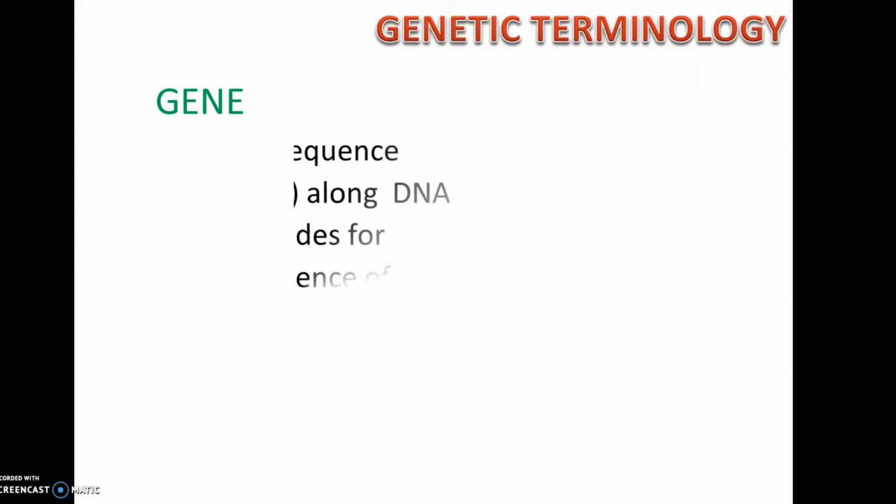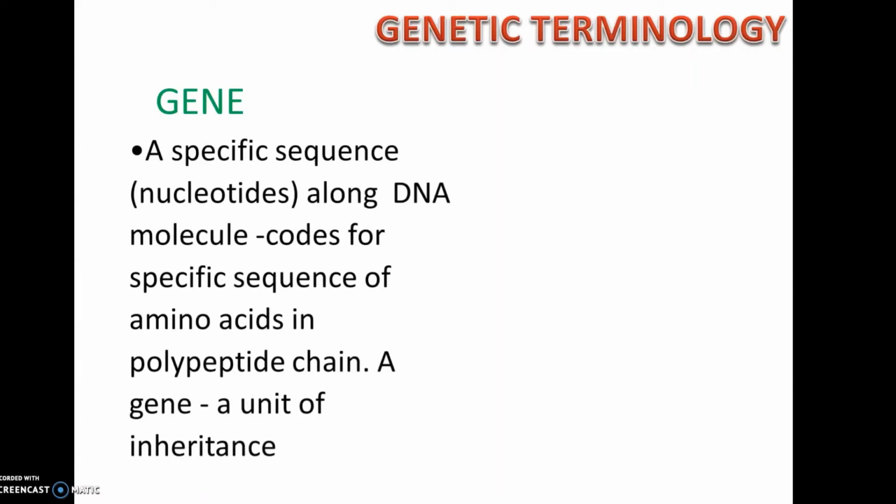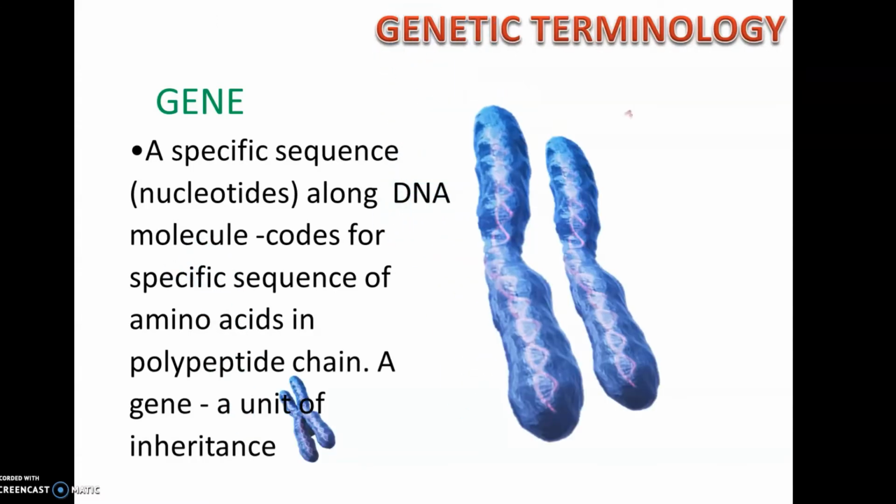From DNA, let's focus on gene. A gene is a specific sequence of nucleotides along the DNA molecule which codes for a specific sequence of amino acids in a polypeptide chain. A gene is a unit of inheritance.